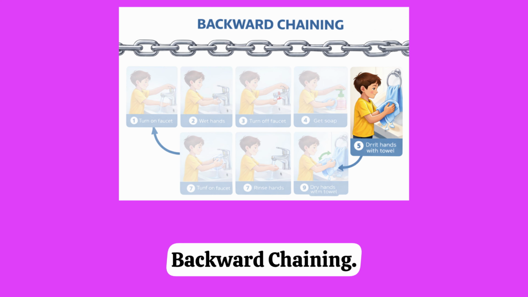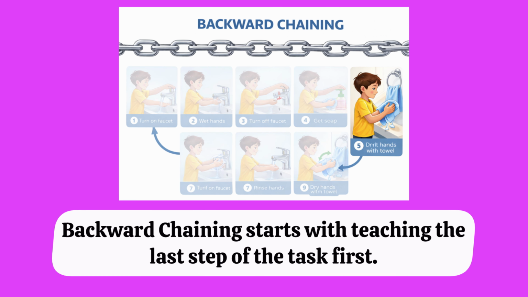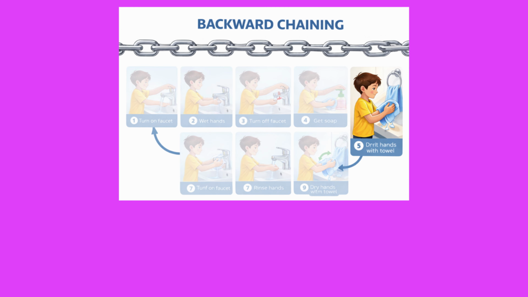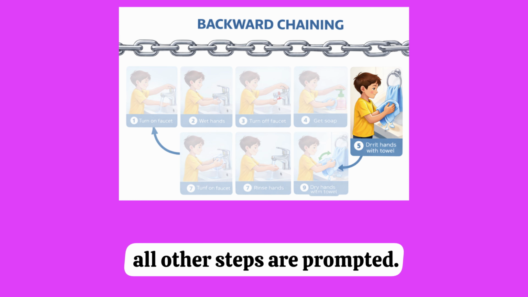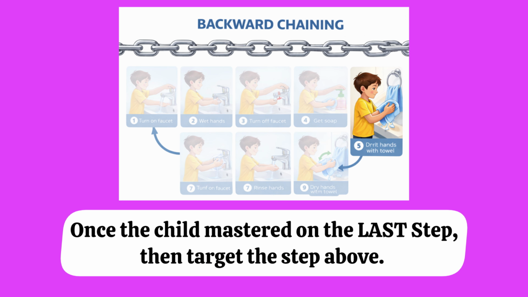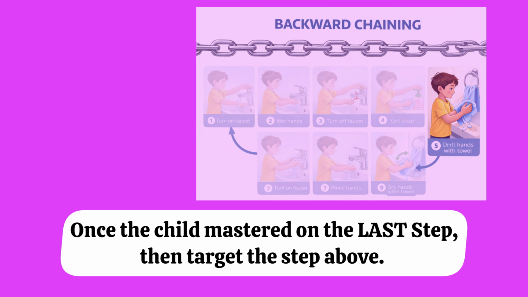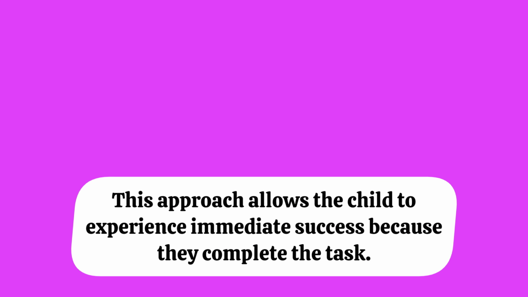Backward chaining. Backward chaining starts with teaching the last step of the task first. Target only the last step independently. All other steps are prompted. Once the child has mastered the last step, then target the step above. This approach allows the child to experience immediate success because they complete the task.